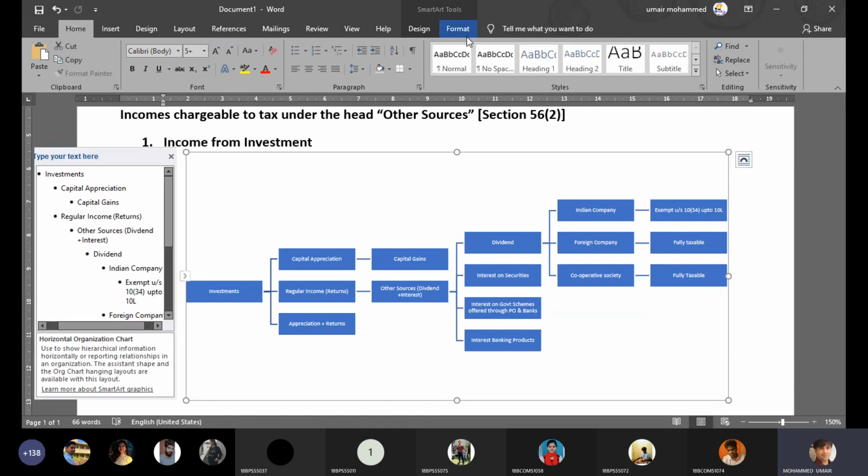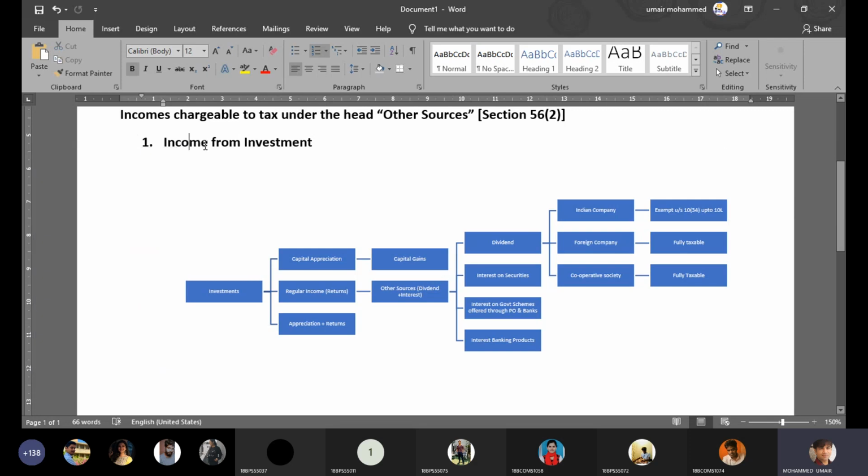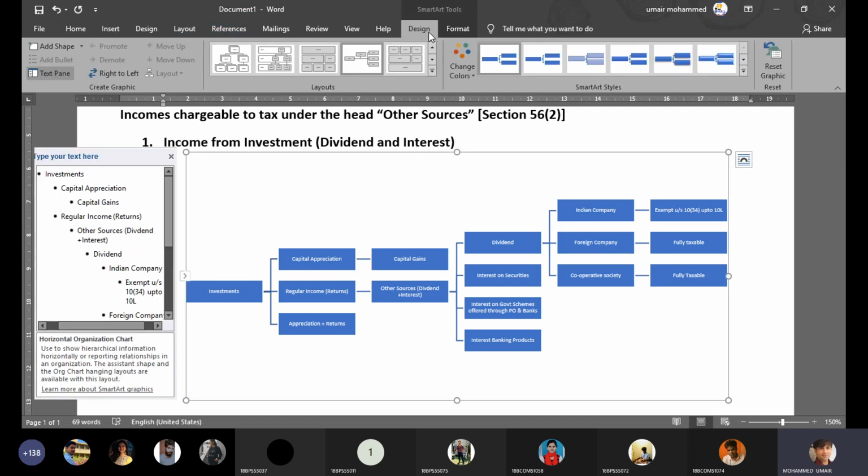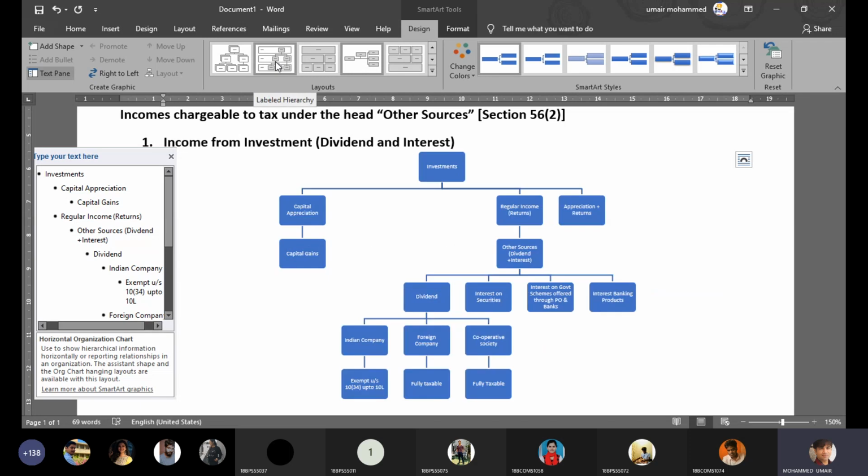So when we say income from investments, here we are referring to how we treat income in the form of dividend and income in the form of interest. Income generated in the form of capital appreciation is anyway not taxable under the head other sources because it gets taxed under the head capital gains.